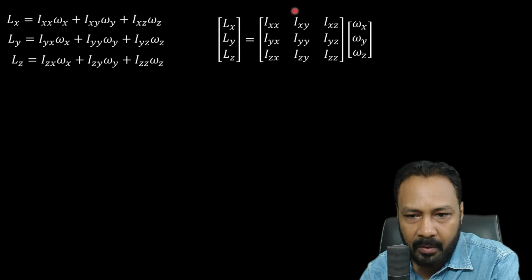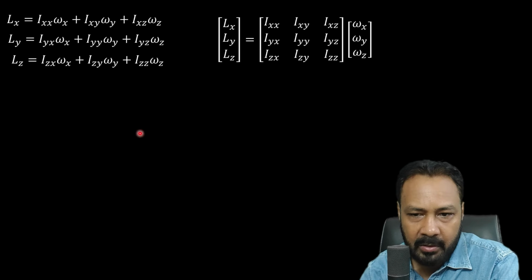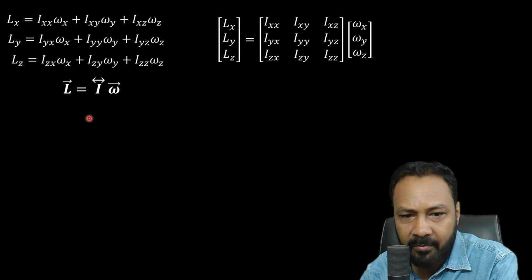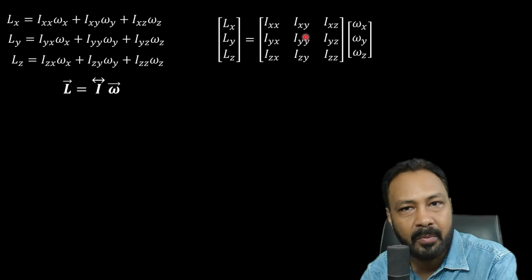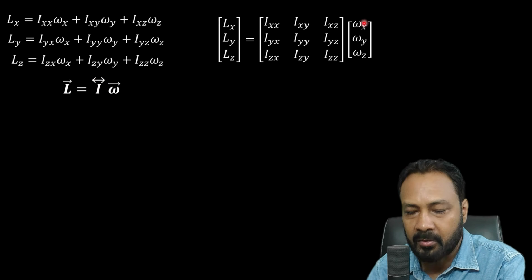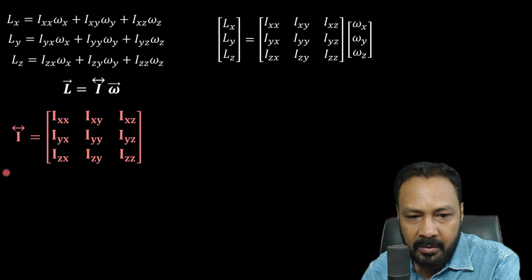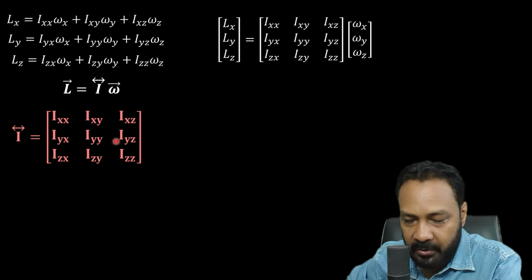So now this whole thing can be written in a single notation: the L vector is equal to this matrix, which is known as the inertia tensor, so that is I, the inertia tensor I, times the angular velocity. And this I is what? I is this inertia tensor, which has 9 components.